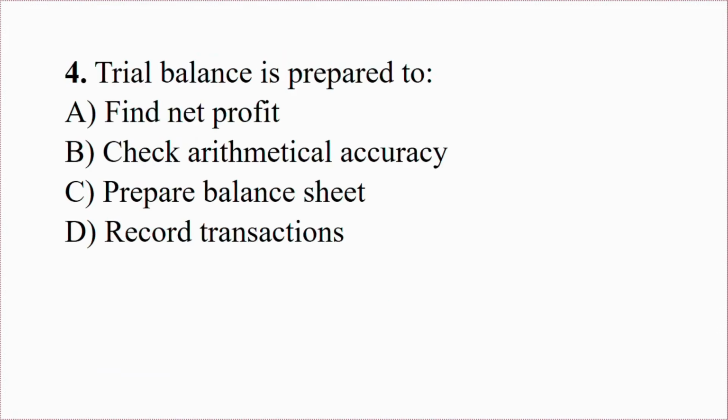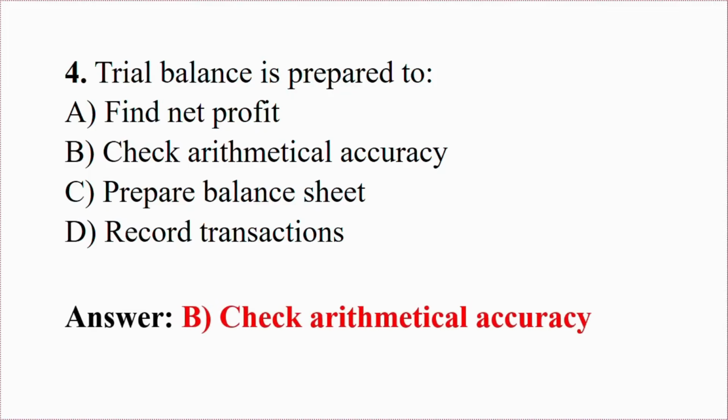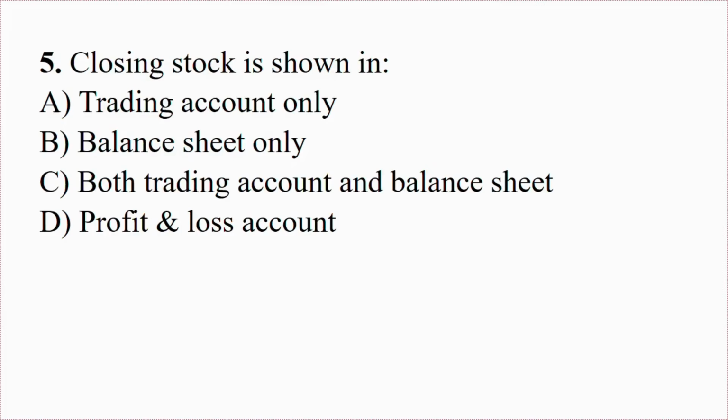The next question is: trial balance is prepared to, option A, find net profit. Option B, check arithmetical accuracy. Option C, prepare balance sheet. Or option D, record transactions. So here the correct answer is option B, that is check arithmetical accuracy.